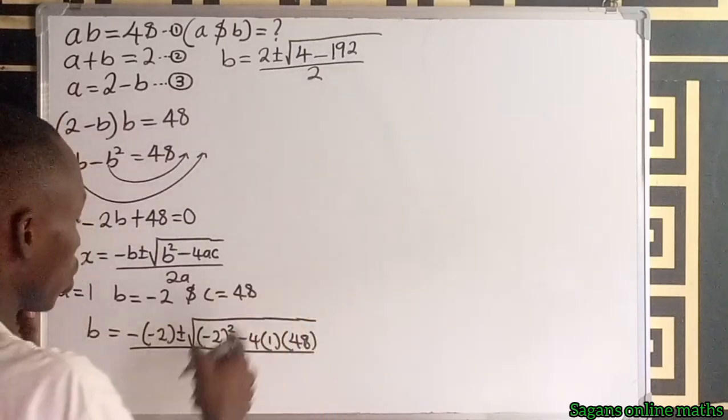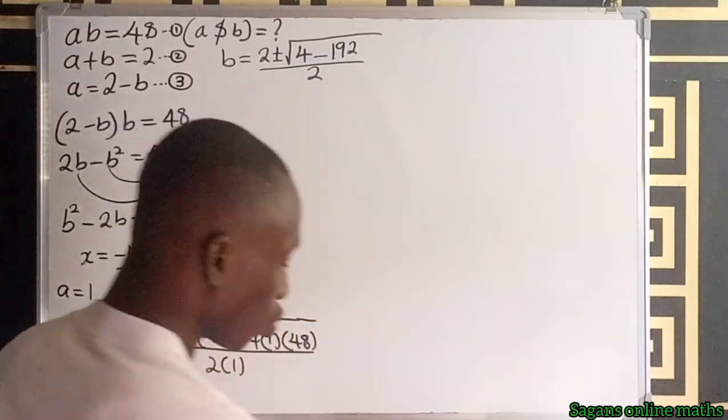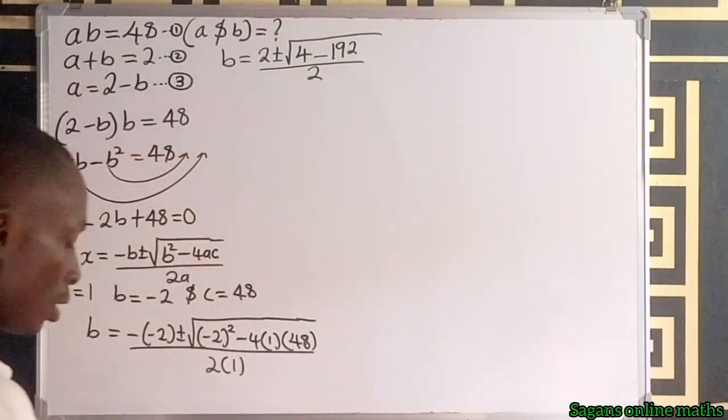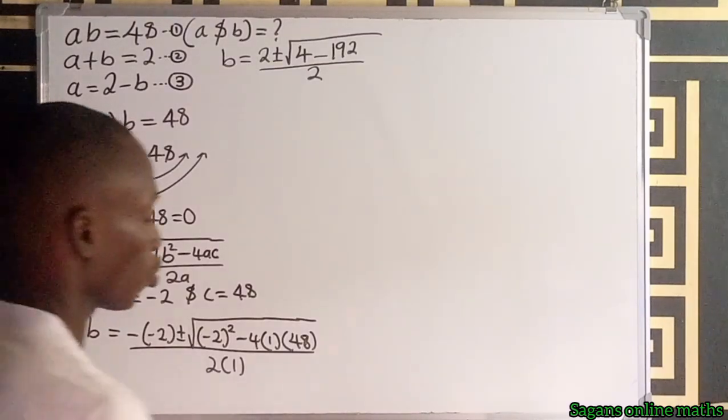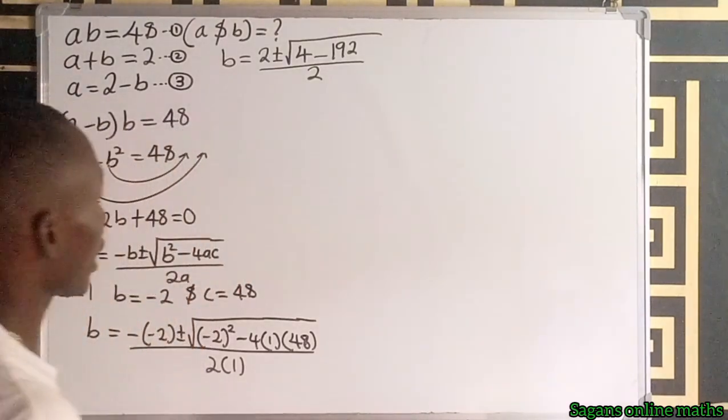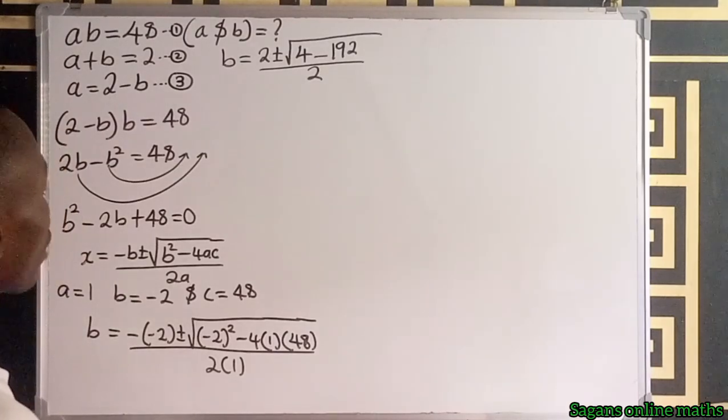2, because 2 times 1 is 2. Let me confirm this, okay? So minus 4 times 48, I'm correct, which is minus 192. Now, what are we going to do?